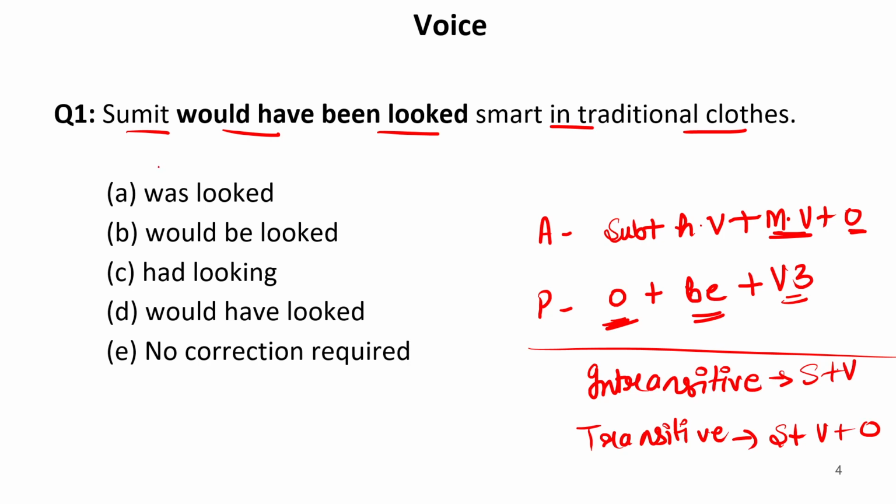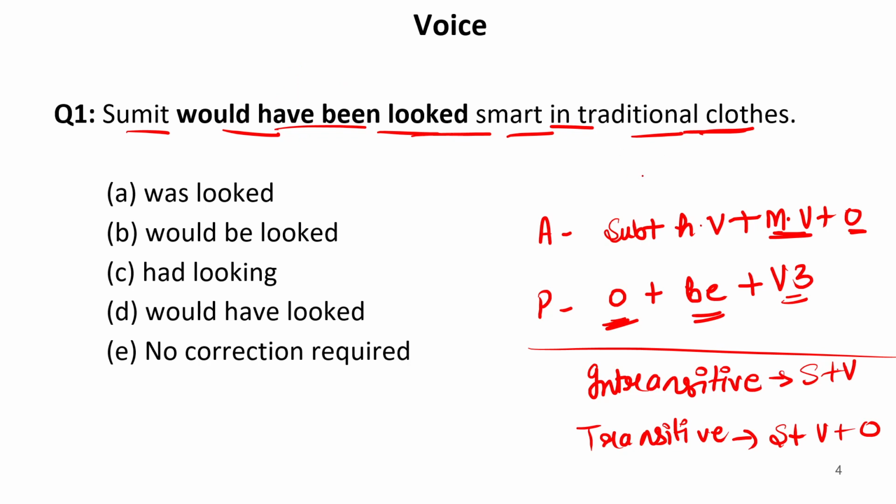Now if we see this sentence, Sumit would have been looked smart in traditional clothes. It means he looks smart in traditional clothes, or it may be possible that if he had worn traditional clothes, he would have looked smart. So in this case, the verb is intransitive because there is no object at all.